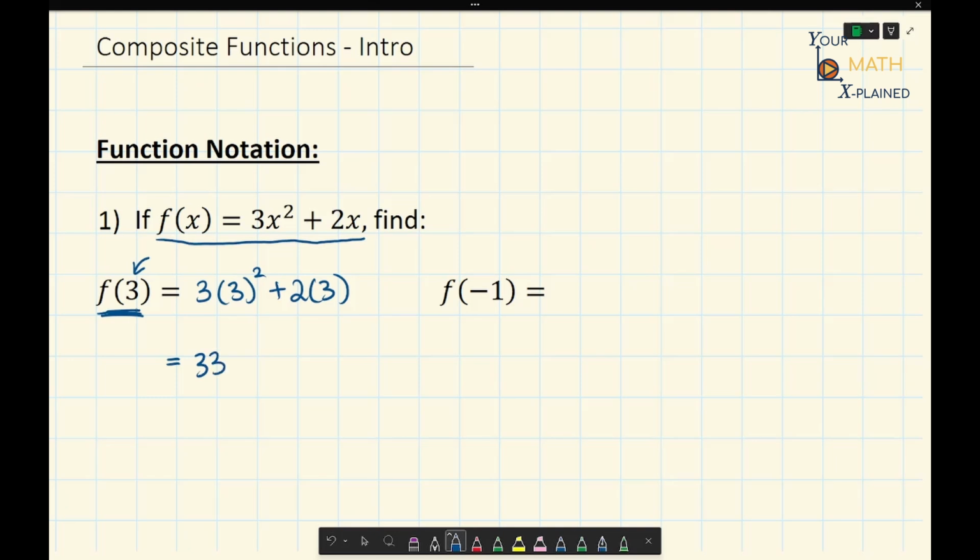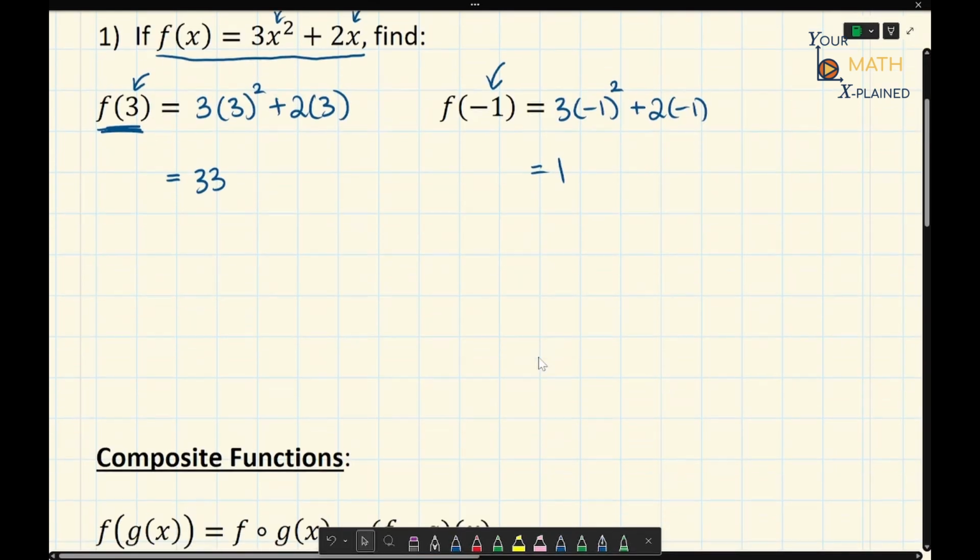Now similarly, if we have f of negative 1, your new input value is negative 1. So everywhere that you see x, you're now going to put in negative 1. This means this is going to be 3 times negative 1 squared plus 2 times negative 1, and this is going to end up equaling 1. What we aim to do with this function notation is to extend it to substitution of other functions, not just numbers. And this is what is known as composition of functions, or composite functions.